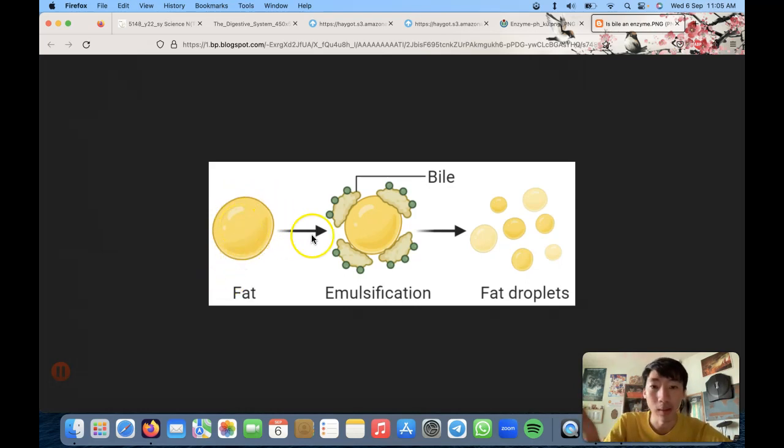So what will happen is that the bile, which is this green molecule, will come along and emulsify. See the word here, emulsification. It will emulsify the large fat droplet into smaller fat droplets. It didn't actually change the fat droplets. This is actually the same fat as this. It didn't get chemically digested. So it's actually the same.